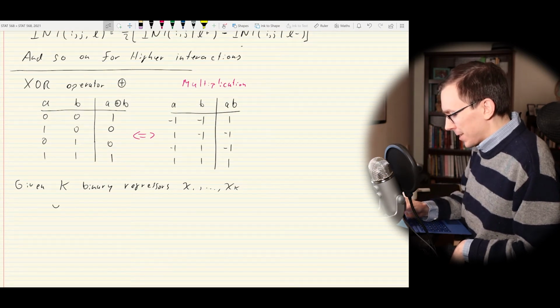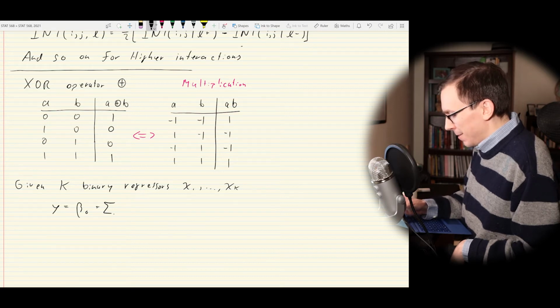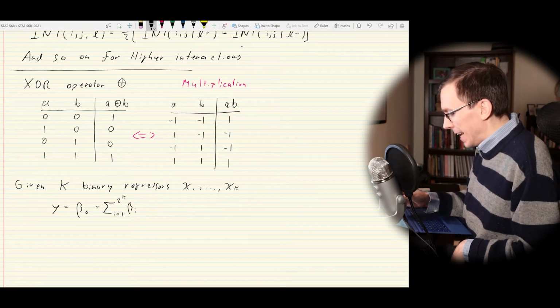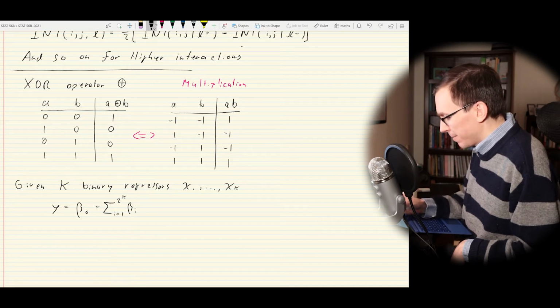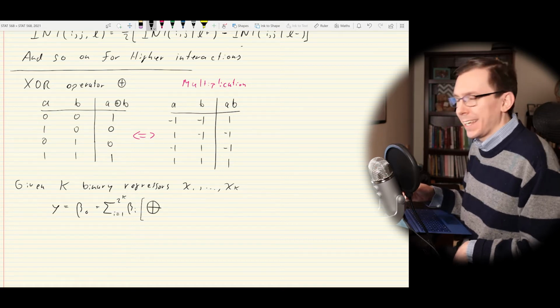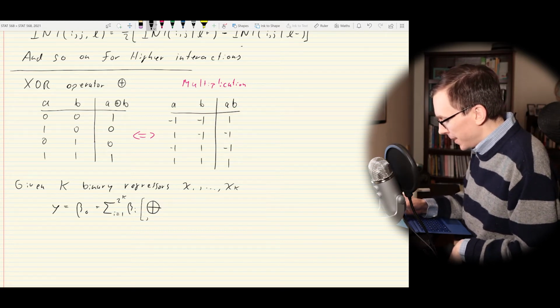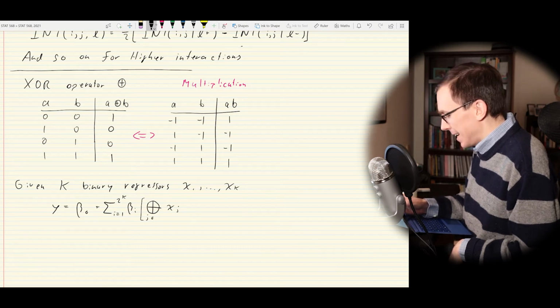And we're going to have something that looks like y is equal to an intercept term, beta naught, always an intercept term. And then we're going to sum from little i from 1 to 2 to the k of beta i, the ith parameter. And then we're going to do a big XOR. You can think of it like a big summation or a big product symbol or a big union. This is an XOR over all the xj for j inside some subset script J sub i.